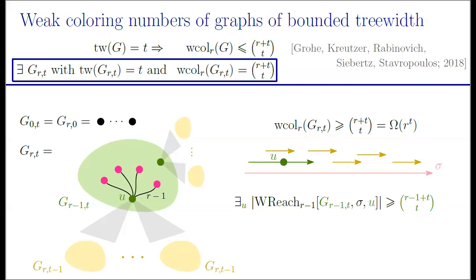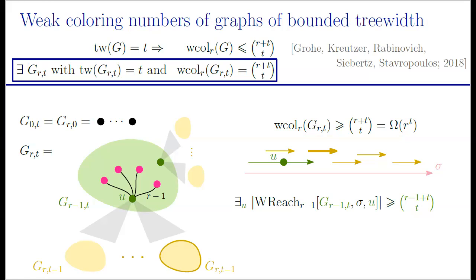And now there is a small argument to show that it's not possible that for every yellow component under u, there is a vertex that is to the left of u. Because if this was true, so if for every yellow component there was a vertex to the left of u, then u reaches all of these vertices. So already the weak coloring number is high. So this means that there is one yellow component that is completely to the right of u. The opposite situation is quite simple to understand.